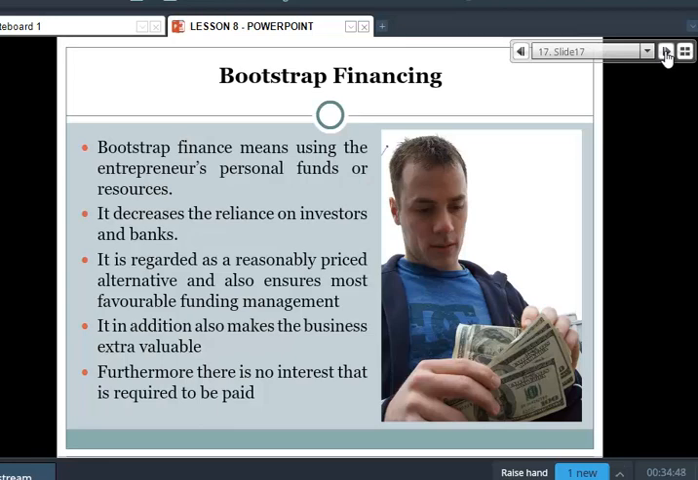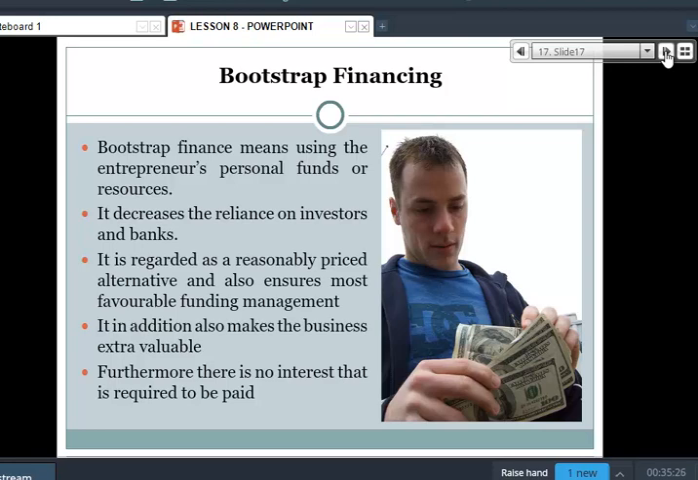Bootstrapping financing. Bootstrapping financing means using the entrepreneur's personal funds or resources, so it decreases the reliance on investors and banks. Why do they call it bootstrap? Because it is the same as when you tie your shoe. You depend on your own self. You cannot ask people to tie your shoe; you need to tie your shoe by yourself. That's why they call it bootstrapping financing.